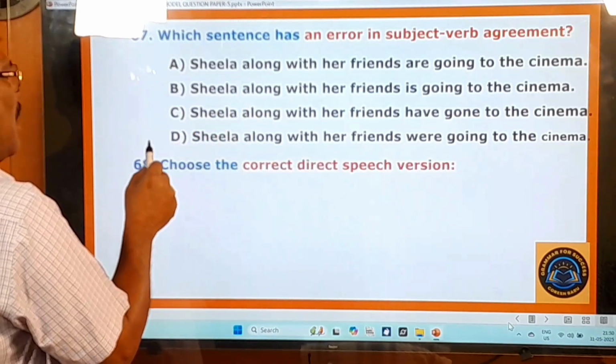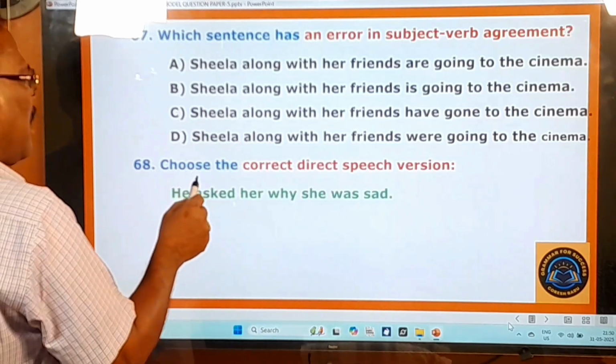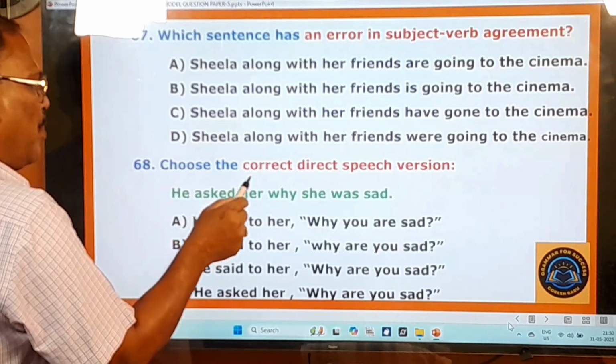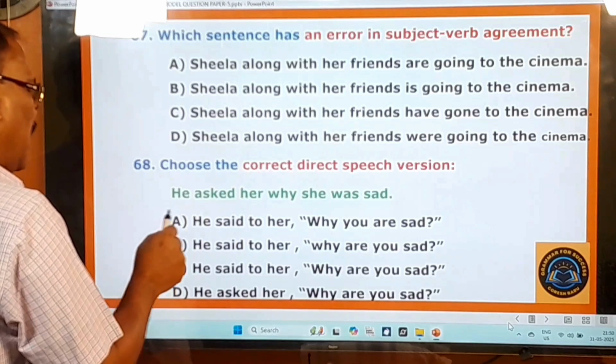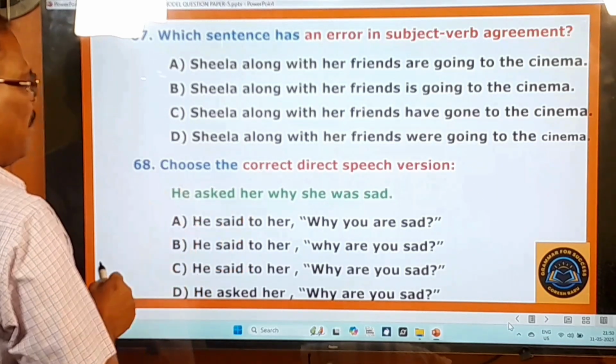68th question. Choose the correct direct speech version. He asked her why she was sad. He said to her, why you are sad? He said to her, why are you sad? He said to her, why are you sad? He asked her, why are you sad?